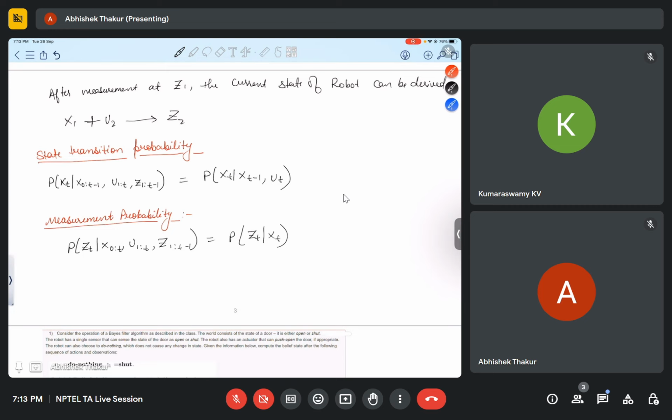So these two formulas are very important. Now you can see that all the derivations which were done in the classroom directly solve the question.